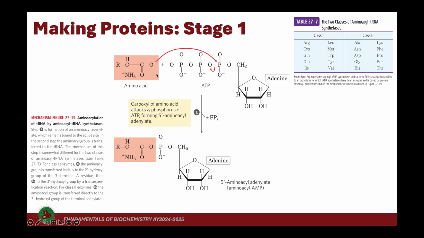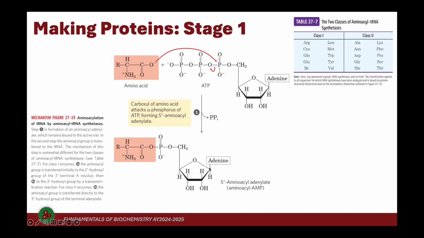So we will start with the first step. This is for the attachment of an amino acid to a tRNA molecule. There are two stages here. The first stage, which occurs in one active site of your synthetase, is the attachment of an adenosine monophosphate to an amino acid. This is why you need ATP in the activation stage. The carboxyl group of your amino acid attacks the alpha phosphate. Hence, you get an aminoacyl adenylate, or aminoacyl-AMP.